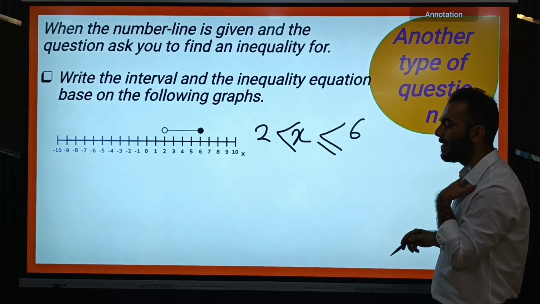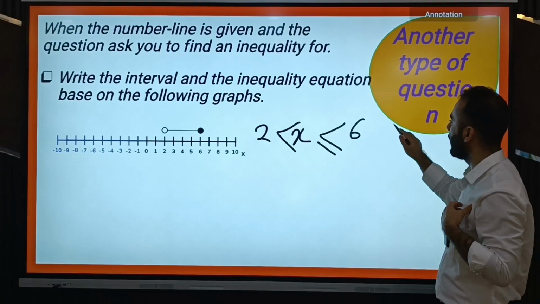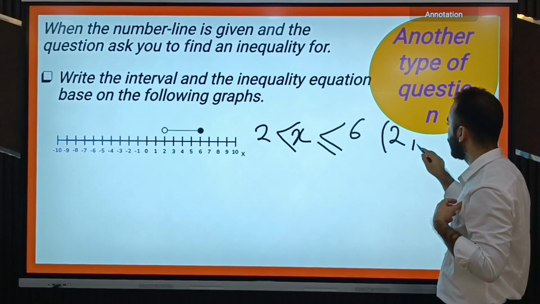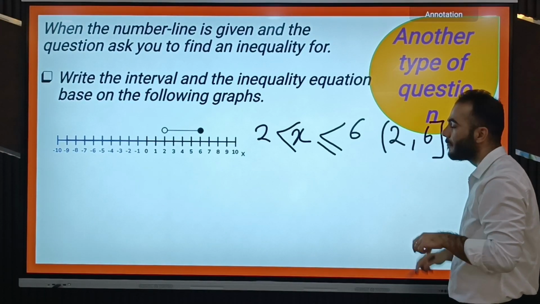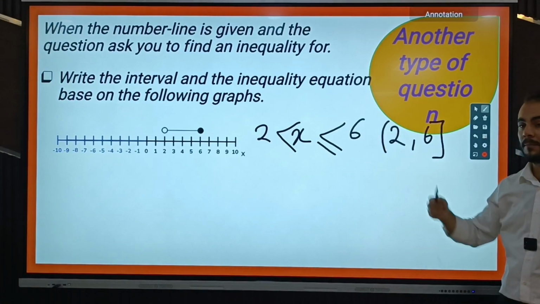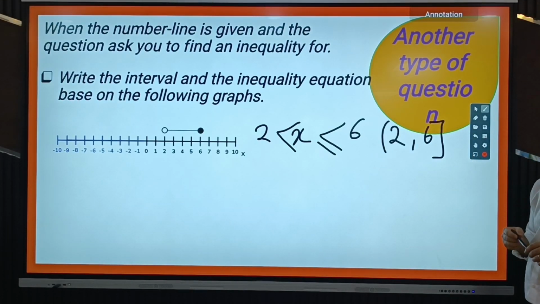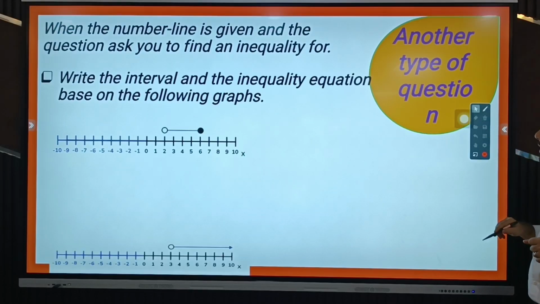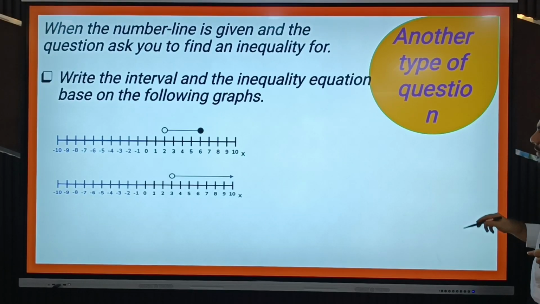How are we going to show it as an interval? You are going to say, okay, from open 2 to closed 6. Because from the left side it's open, an empty circle, and from the right side it's closed because it is shaded.